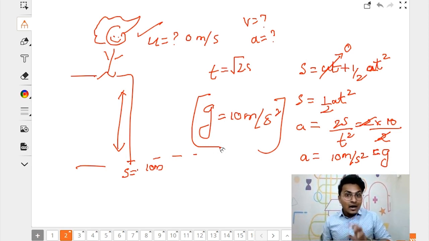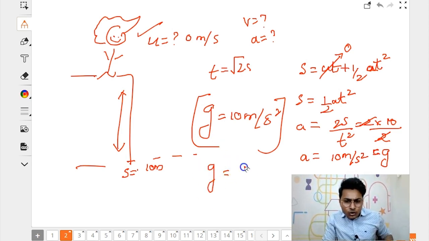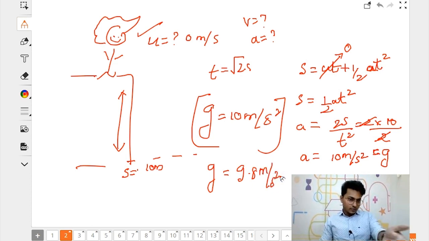Now, I want to ask each and every one of you, what is the normal value of g you take? Every time in the equations and whatever you have studied, you know that the normal value of g is 9.8 meter per second square. Correct? Good job. Exactly correct. You take it as 9.8. Correct? No.